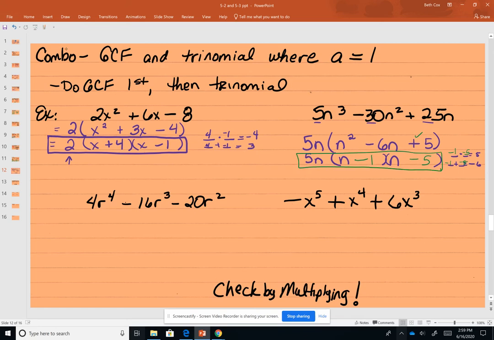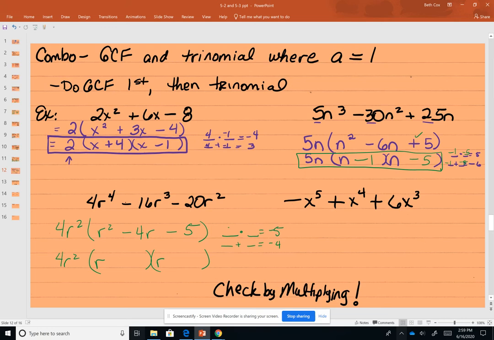All right. Stop the video and see if you can do these. I'm going to finish them up really fast. So my GCF is 4r to the second. That's going to give me r squared minus 4r minus 5. Okay. Bring it down, get ready to factor. I have an r and an r. I need two numbers that are going to multiply to give me negative 5 and add up to give me negative 4.